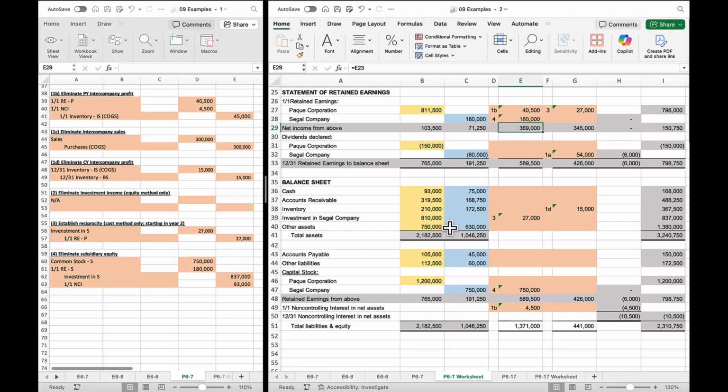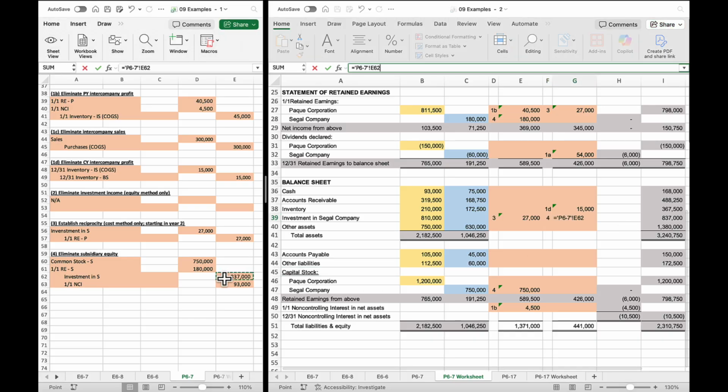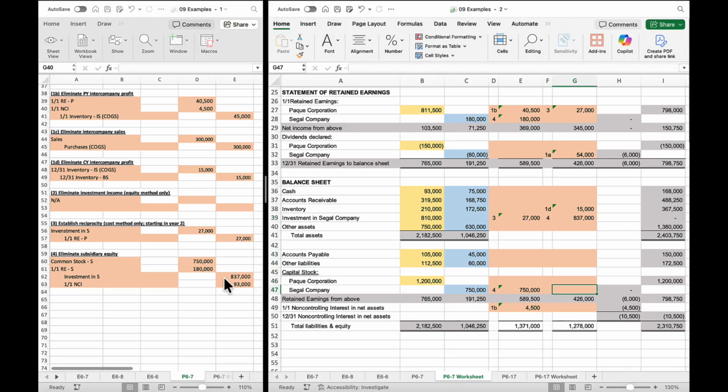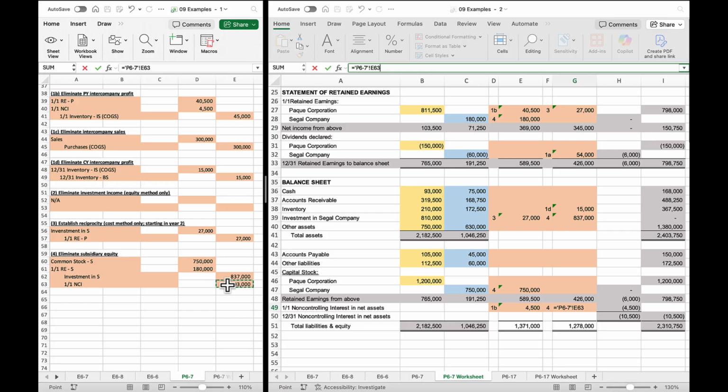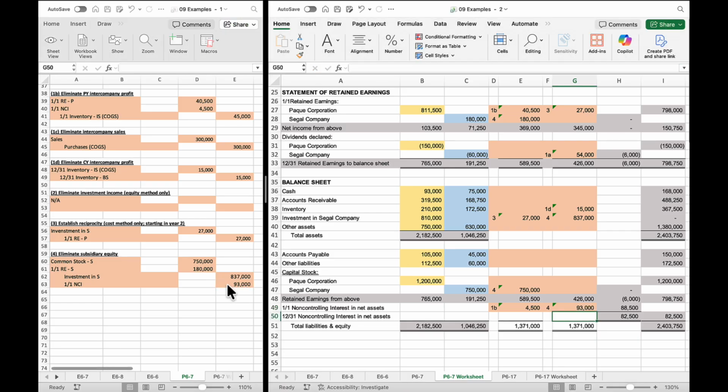And then we're going to switch to our credits. Our first credit is going to be on line 39 for investment in S. And our final entry will be to 1/1 non-controlling interest on line 49 for $93,000. So we're not quite done yet.